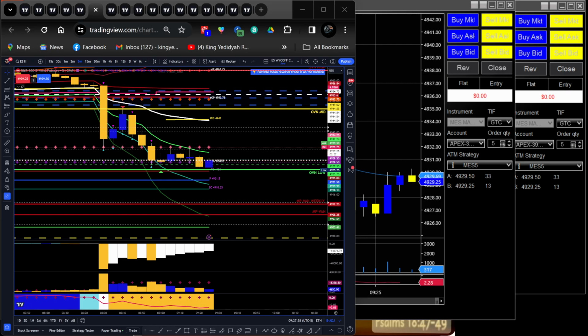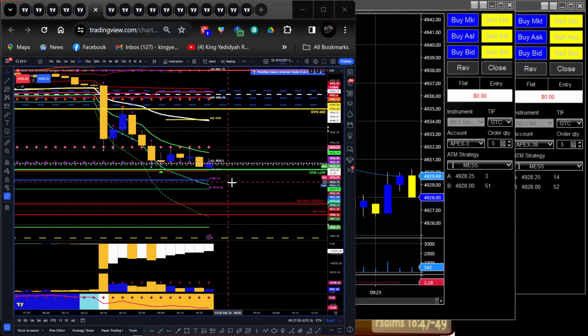Today is Friday, February 2nd, 2024. It's 9:27 a.m. and I'm going to record the open on the NQ. We're opening here just above some of my target areas to take a long.